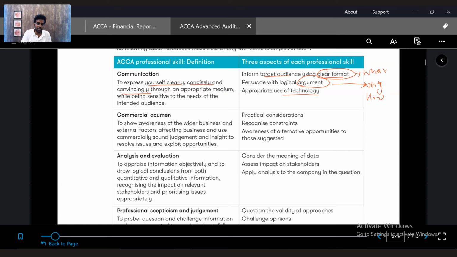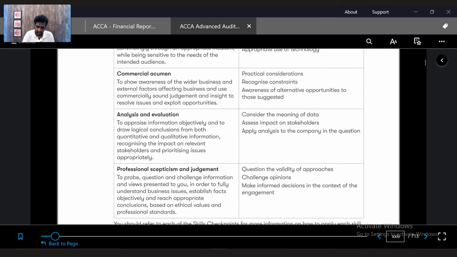You can use simple words, but at the same time try to use a lot of the jargons of the AAA, like materiality, audit risk, business risk, professional skepticism. Those kinds of technical words, you can use while you're explaining your answers, will definitely help you to score the professional marks. The next one is commercial acumen. Commercial acumen means not just sticking to the syllabus, but having a broader knowledge or a broader explanation of the concept. Like awareness of wider business and external factors that affect the business, and use commercially sound judgment and insight to resolve issues and exploit the opportunities.